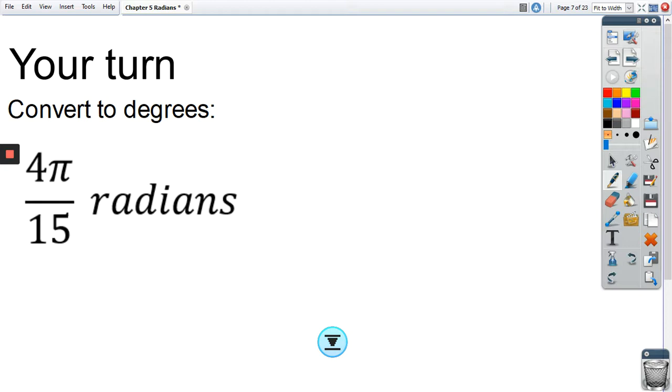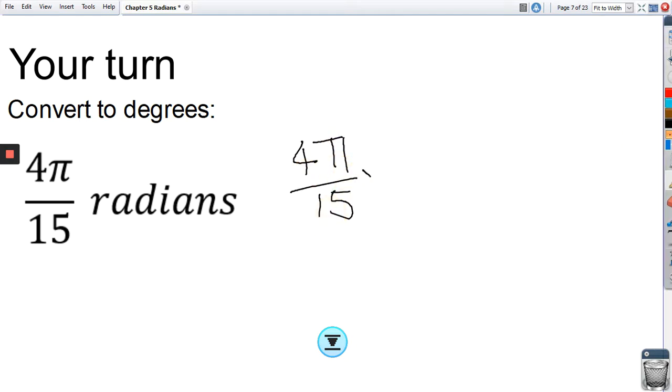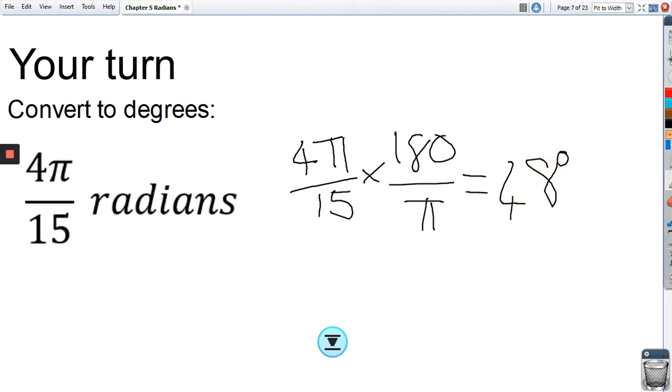Okay, let's have a go at this one here. So this time we're going to do 4 pi over 15, and we're going to multiply by the conversion factor, which is 180 over pi. And if you whack that into your calculator or work it out by hand if you want to, you get 48 degrees. Easy peasy.